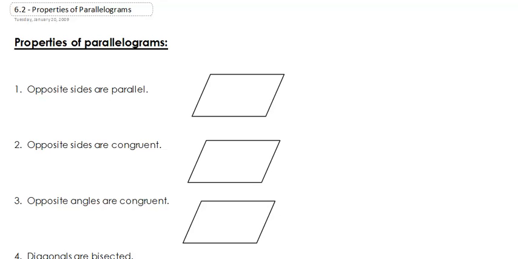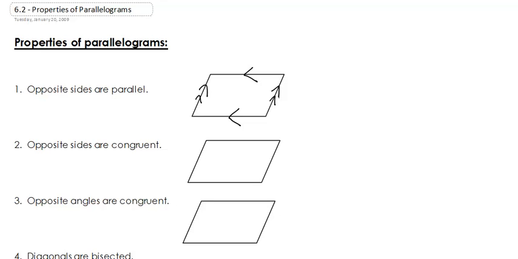Okay, opposite sides are parallel. Remember, parallel means they never intersect. So you look at opposite sides on the first parallelogram, go ahead and mark them parallel. Remember, the mark for parallel is arrows. So the two with a single arrow are parallel, and then on the other two sides I'll do the double arrow to show they're parallel as well.